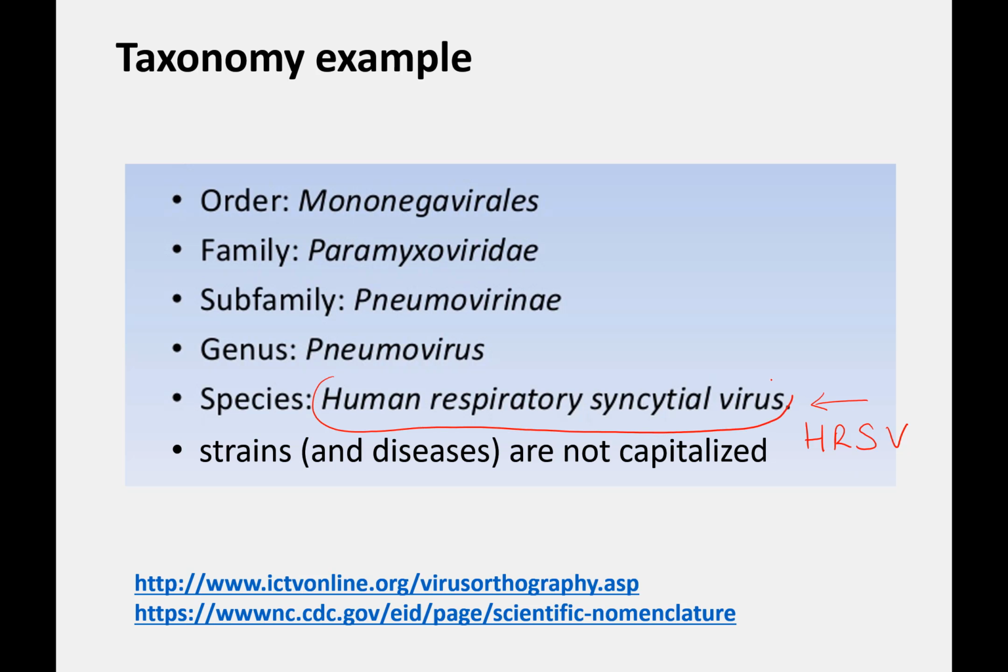Always, I want you to spell this out before you use the abbreviation. But it's a pneumovirus, so we never call it pneumovirus, human respiratory syncytial virus, like we would do with E. coli or Staphylococcus aureus. It does have a genus, family, and an order. What's interesting is another virus in the mononegative viruses is Ebola, but it's in a different family. So I just want you to be aware of the naming of viruses.